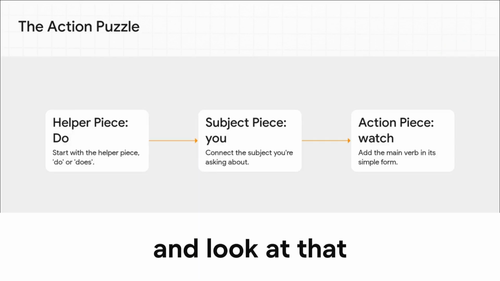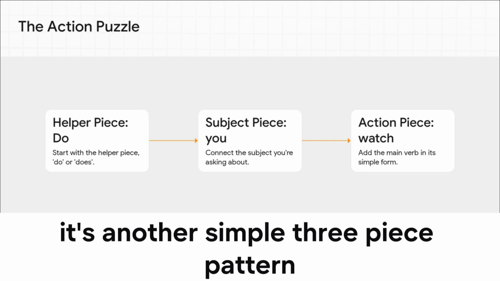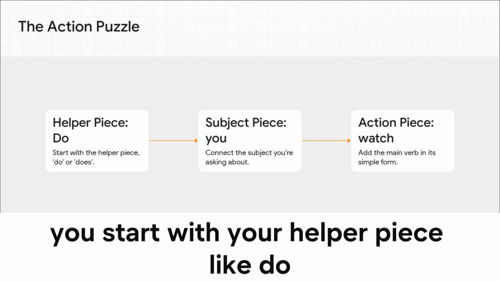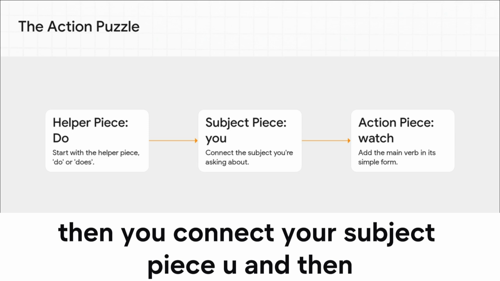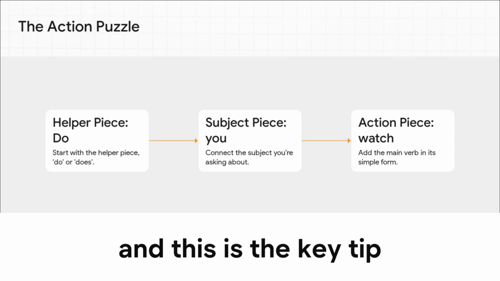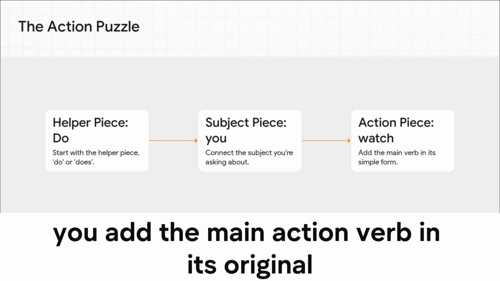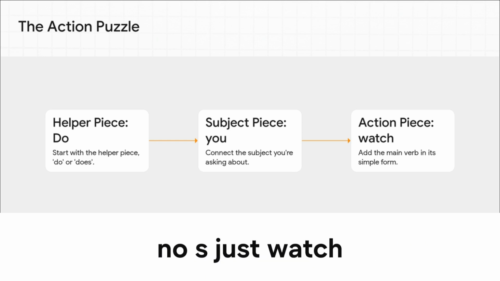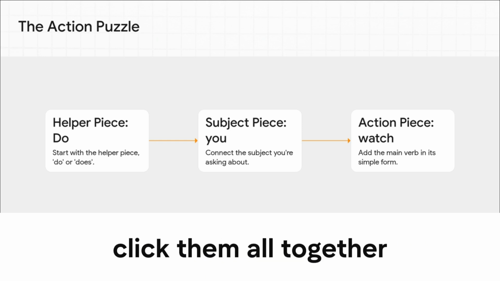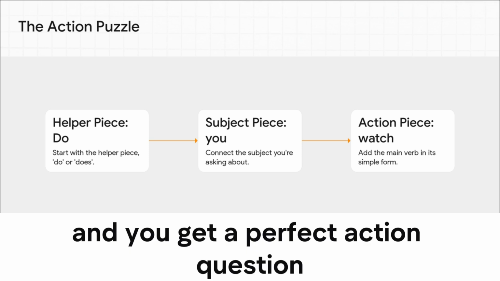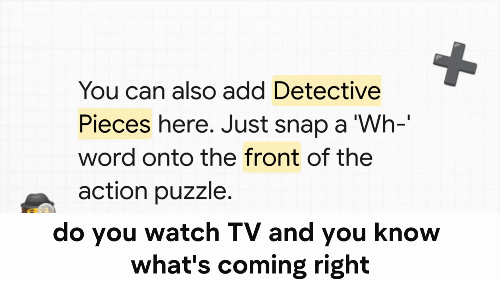And look at that. It's another simple 3-piece pattern. You start with your helper piece, like do. Then you connect your subject piece, you. And then, and this is a key tip, you add the main action verb in its original simplest form. No ing, no s, just watch. Click them all together, and you get a perfect action question. Do you watch TV?